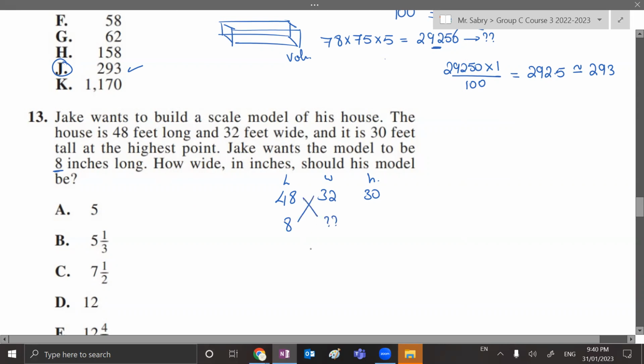So I'll cross multiply. It's 8 times 32 divided by 48. Again on a calculator, that would get you 5.3, which is 5 1/3, B. Any problems there?